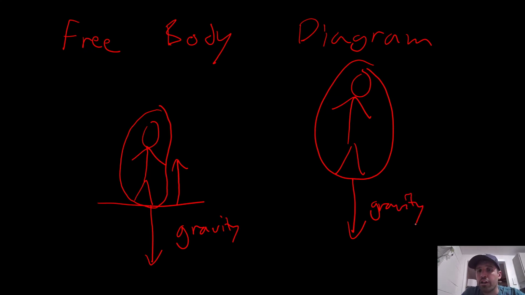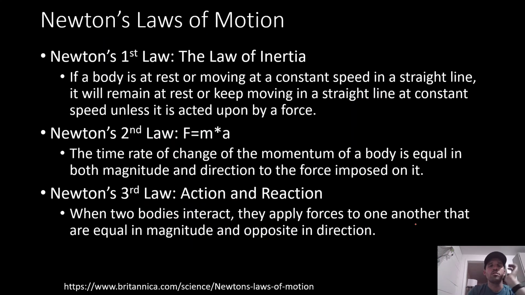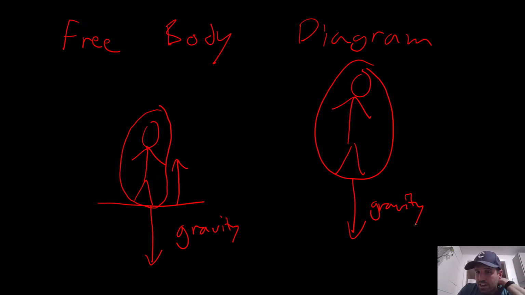acting downward on him. However, there's no earth in this case to push back on him. So that force of the earth pushing back on our guy doesn't exist in this case. He just has gravity pushing downward on him. So let's think about this in terms of Newton's first law. A body that is at rest or moving at a constant speed in a straight line will remain at rest or keep moving in a straight line at constant speed unless it is acted upon by a force. So our guy in this free fall case is actually going to be accelerating.